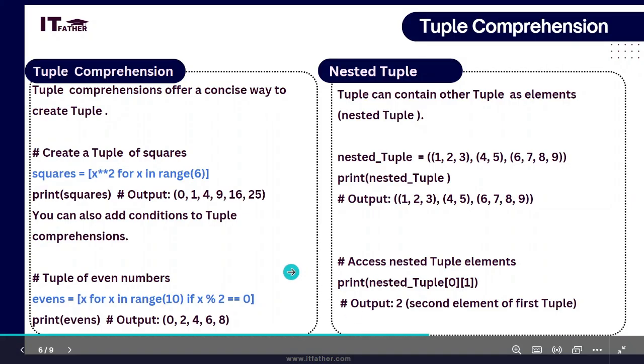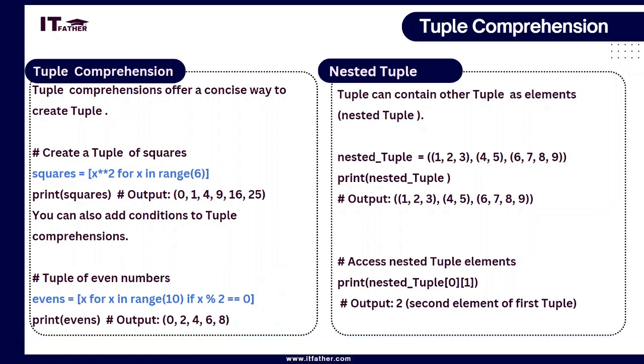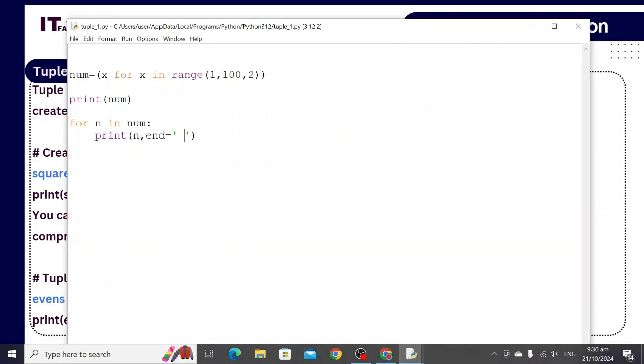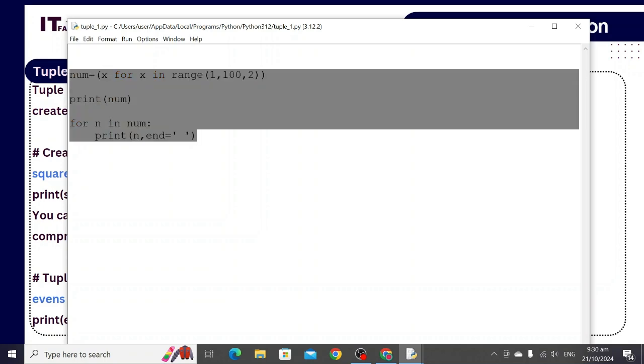In the same way, if you want to put conditions, we also can put the conditions, and with the help of control statements we can create any series of numbers and store them as a tuple, right? Now, nested tuple. Nested tuple means defining a tuple inside of another tuple. So that is known as a nested tuple.